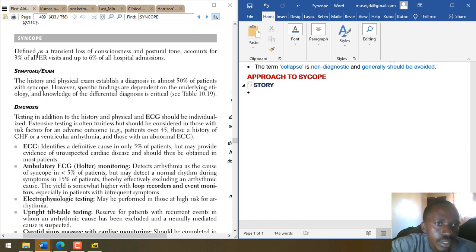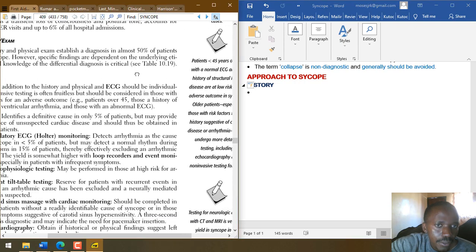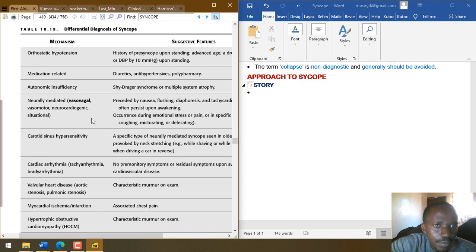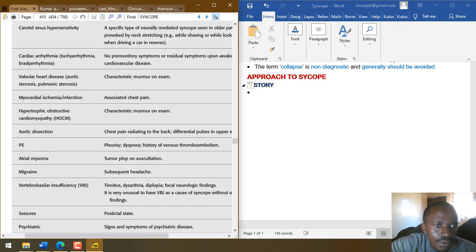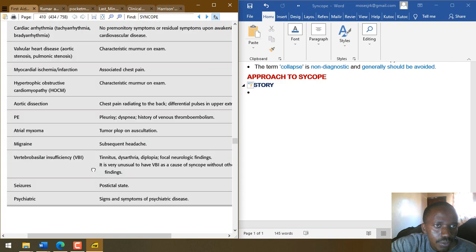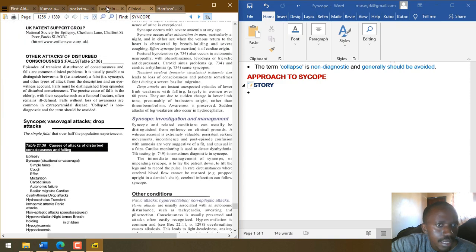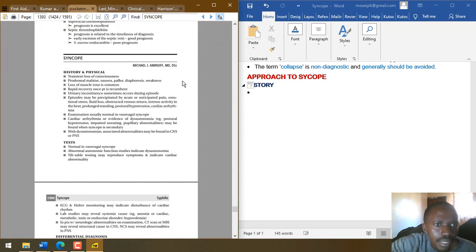Okay, so history and physical examination established the diagnosis in 50% of the patients with syncope. Okay, that doesn't help me at all. However, specific findings are dependent on the underlying etiology, and knowledge of the differential diagnosis is critical. That's table 10.19. Now, table 10.19 is pretty much the different mechanisms associated with syncope. But I saw in this last minute, was it last minute? A pocket medicine. Okay, fine.